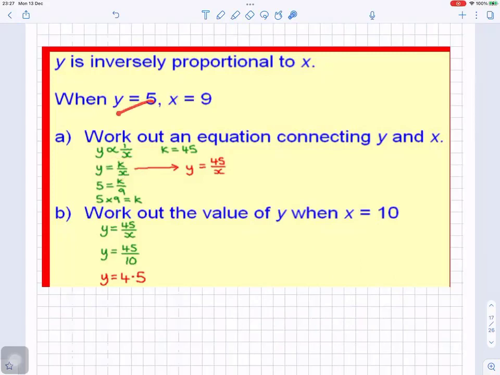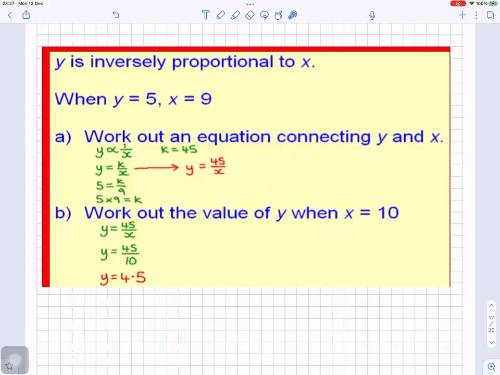It tells us that Y is 5. So replace Y with 5 and X is 9. So 5 equals K over 9. Take 9 to the left, it becomes times 9. 5 times 9 is equal to K. So K is 45. So you write it as Y equals 45 over X. Or you can write it as Y equals 45 times 1 over X.